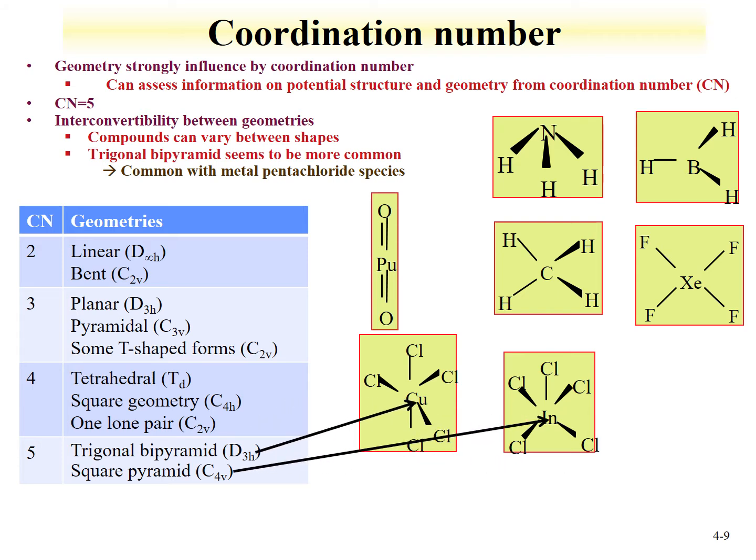We will have trigonal bipyramid, where these chlorines here form the trigonal plane, and these chlorines are above and below the plane, forming the bipyramid. Then a square pyramid, where these chlorines form a square, and one chlorine sits above, forming the rest of the pyramid.